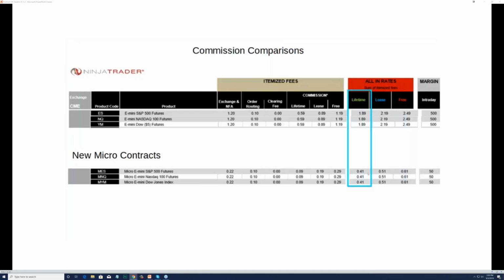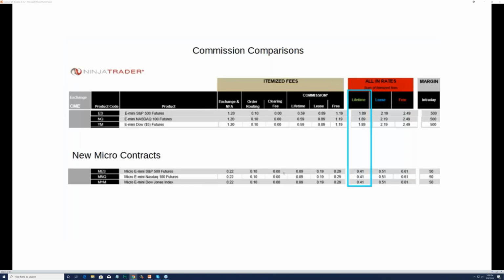And look at the commissions on the new micros. They're 41 cents per direction, so it'd be 82 cents round trip. So the commissions are not as efficient. What they did is they dropped the leverage down 1/10, but they dropped the commissions down 1/5. But hey, that's okay, because these commissions are totally reasonable.